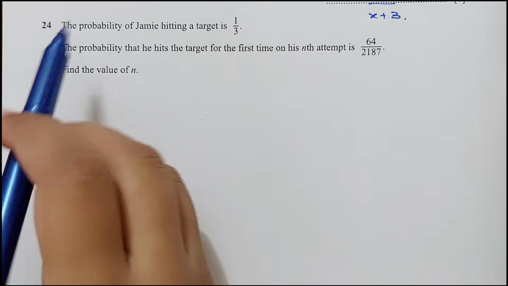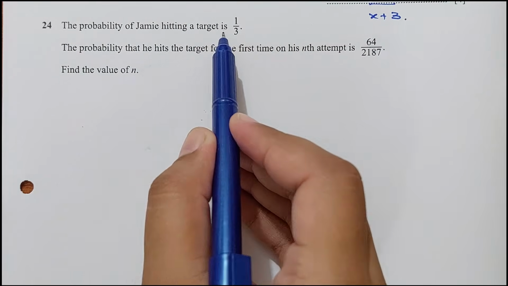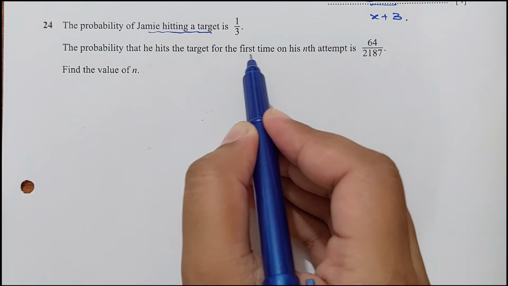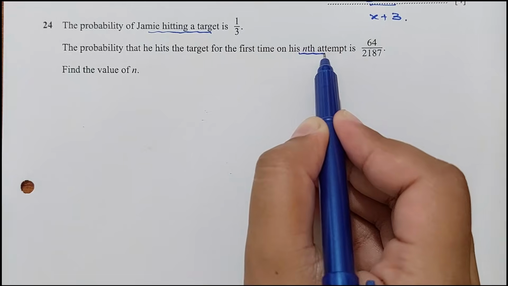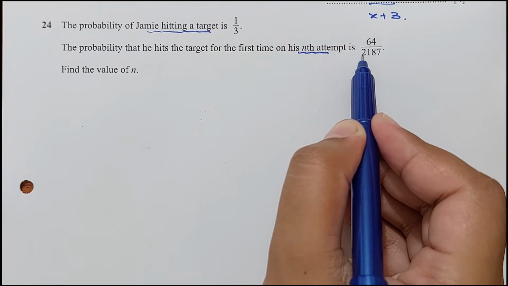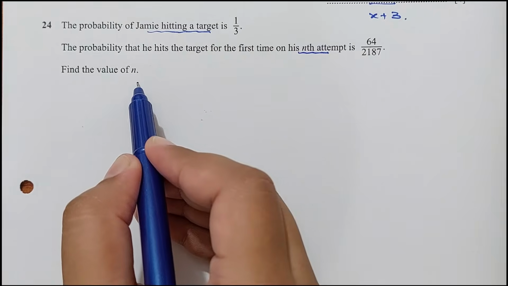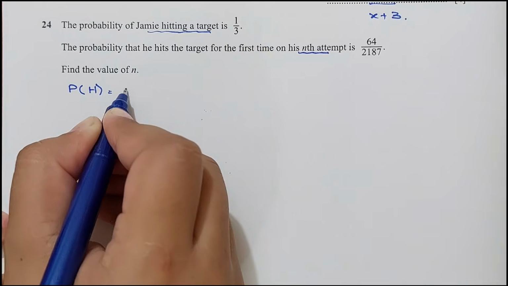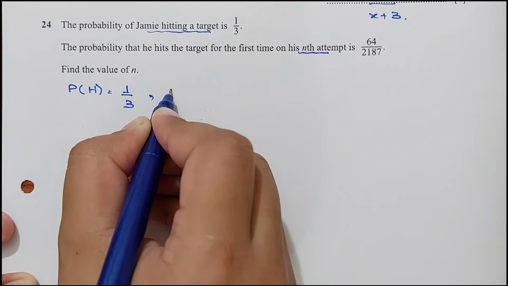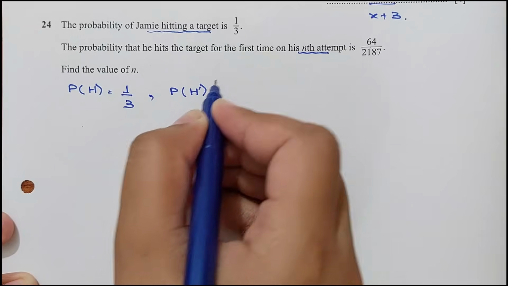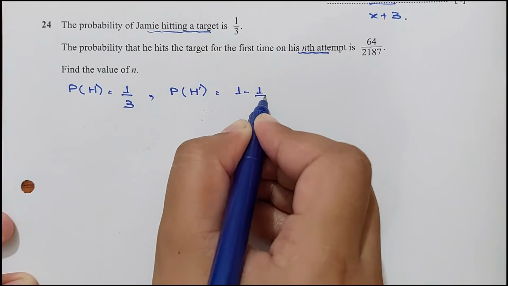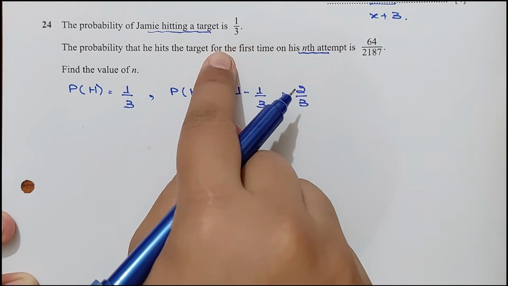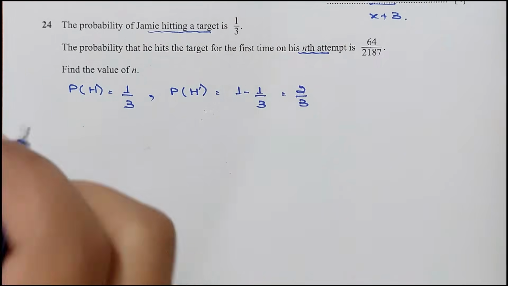Right. Question number 24. The probability of Jamie hitting a target is 1/3. Right. The probability that he hits the target for the first time on his nth attempt is 64 over 2187. Right. Find the value of n. Right. So we have given the probability of hitting the target, which is 1/3. Now what is the probability of not hitting the target, which is 1 minus 1/3, which is 2/3.